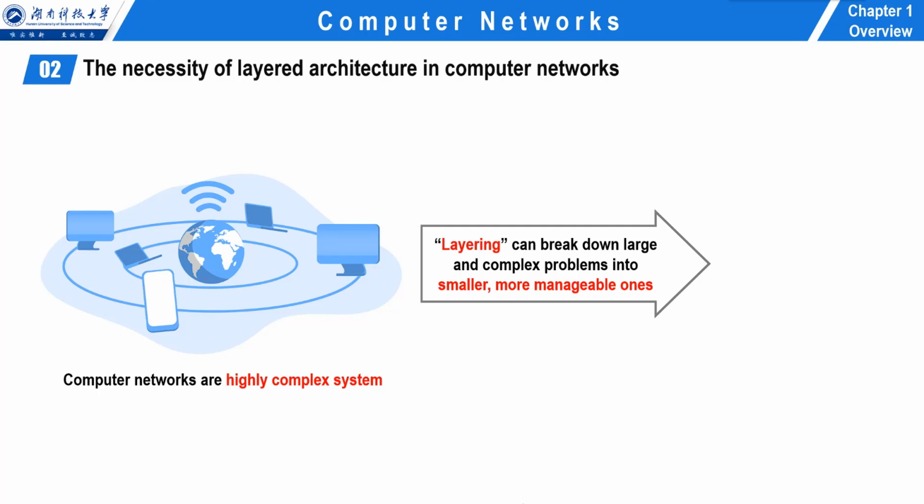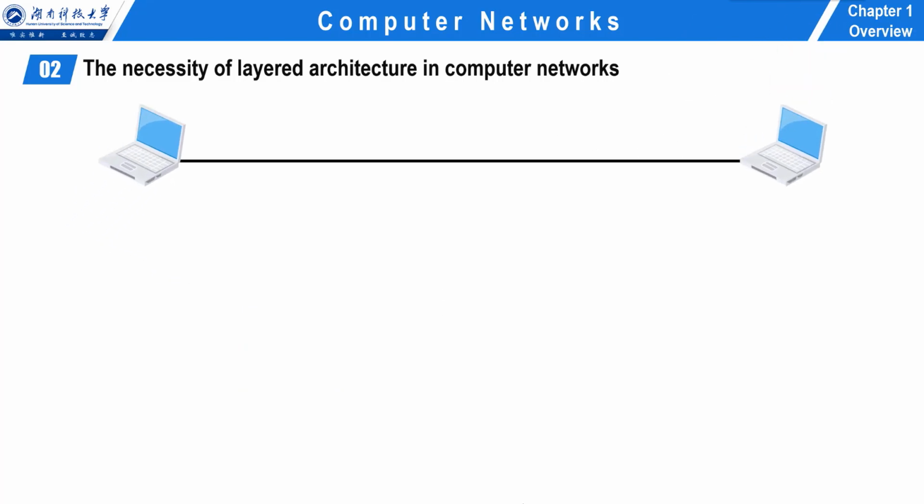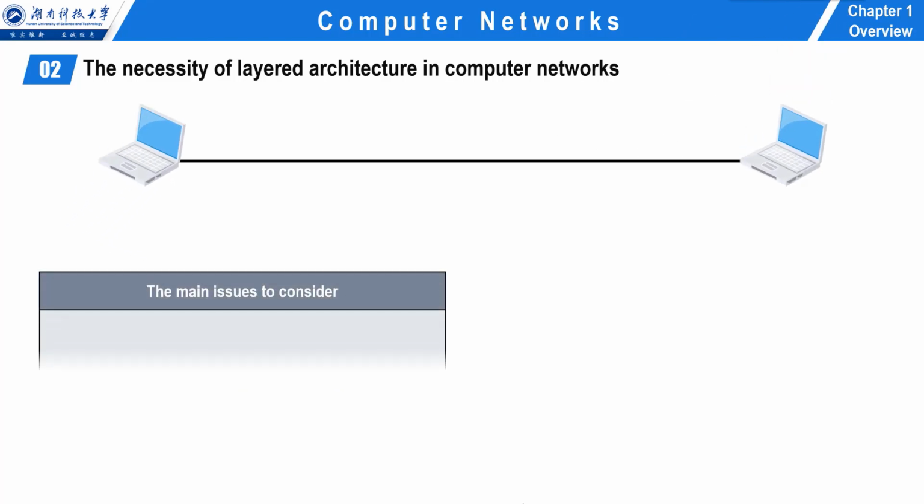Now, let's proceed in order from simple to complex to understand the main issues encountered in implementing computer networks and how to divide these issues into corresponding layers of the five-layer architecture for layered processing. Starting with the simplest case, where two computers are connected via a single link, we need to consider the following issues. The first issue is what transmission media to use.